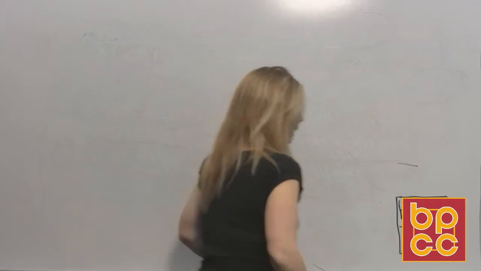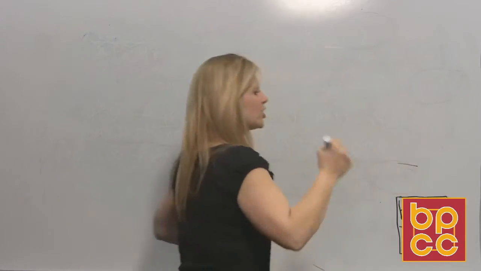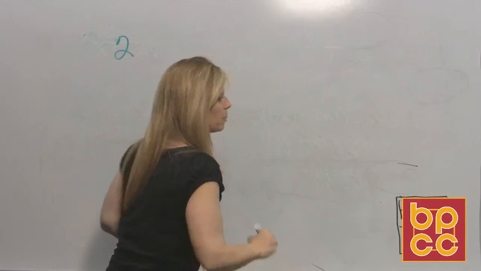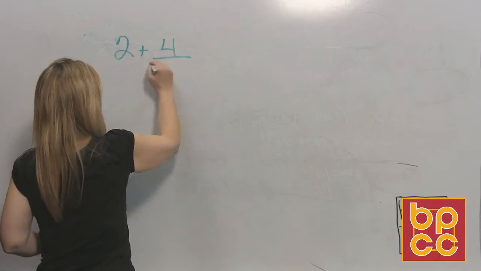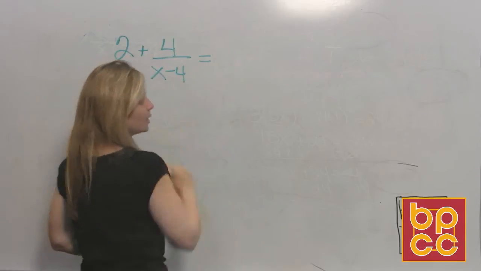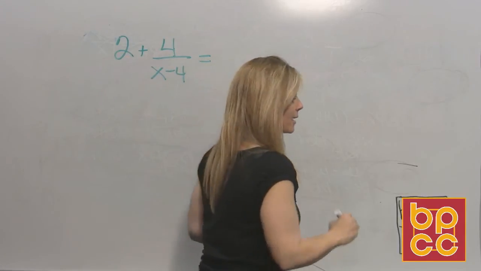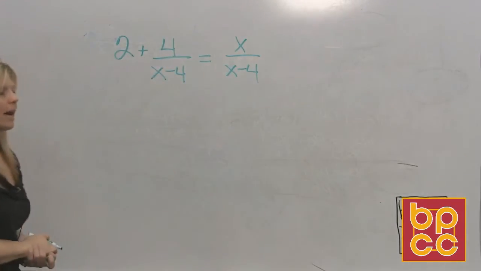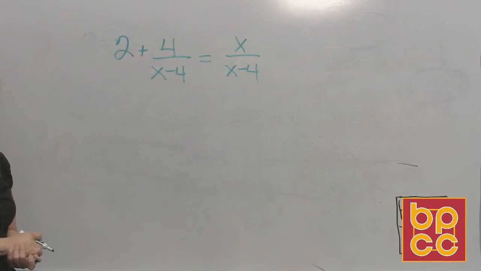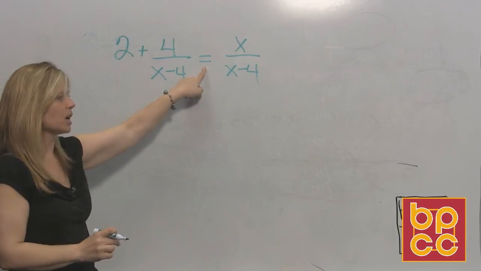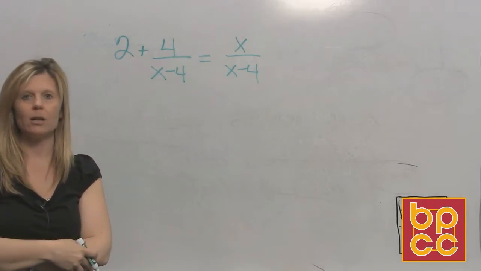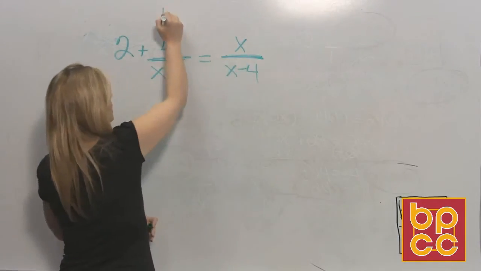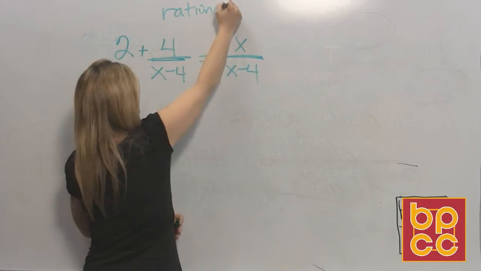Okay. Example 5, the equation is 2 plus 4 over x minus 4 equals x over x minus 4. Okay, let's talk. Is that an equation? Sure it is. It has an equal sign. What kind of equation is it? Well, if you look, it's got a fraction bar. This is a rational equation.